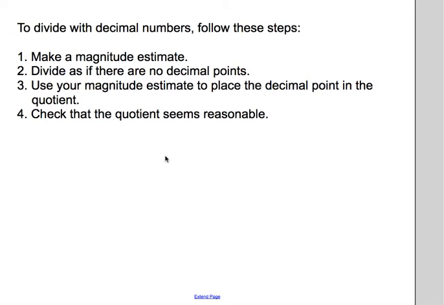Third step, use your magnitude estimate to place the decimal point in the quotient. Now, if you remember when we multiplied with decimal numbers, we did exactly the same thing. So multiplying and dividing works the same way. Fourth, check that the quotient seems reasonable. You always want to ask yourself, does this answer seem to make sense? Make sure you have these steps copied down before you resume the video.